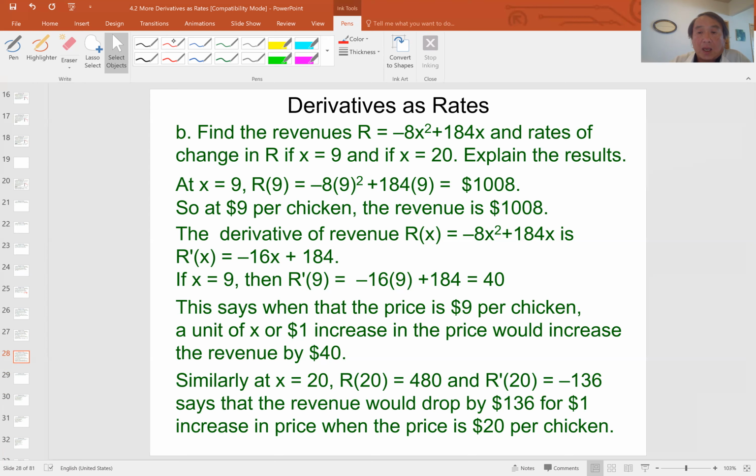and actually if I sell the chicken at $20, it's only $480 as revenues. Why? Because there aren't that many people going to come in, and there aren't that many customers. In fact, here you can see there's only 40 customers. And if you calculate the derivative, it turns out to be minus 136. That means if I were to increase the price from $20 by $1 more, the revenue is actually pointing down. It's actually going to drop another $136. A lot more people are going to drop out.